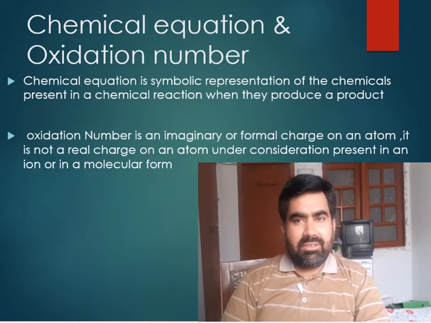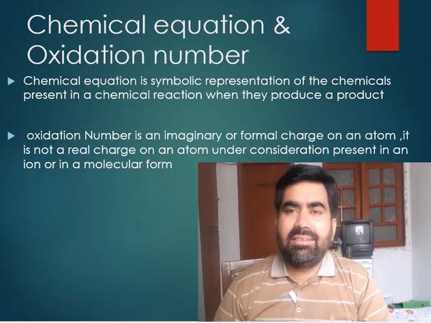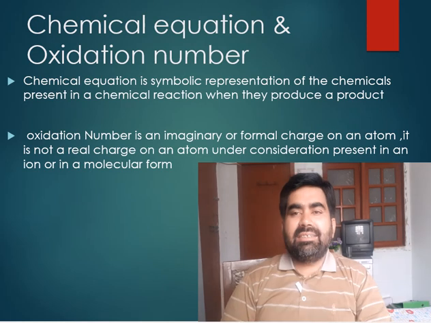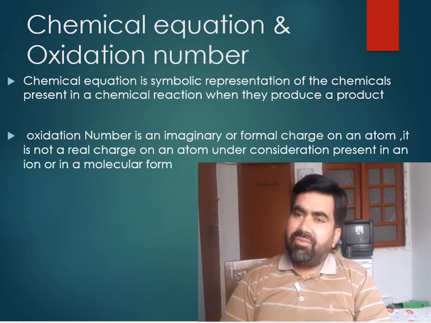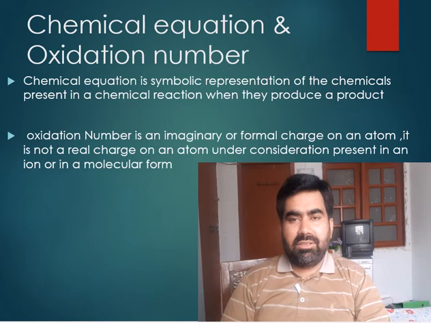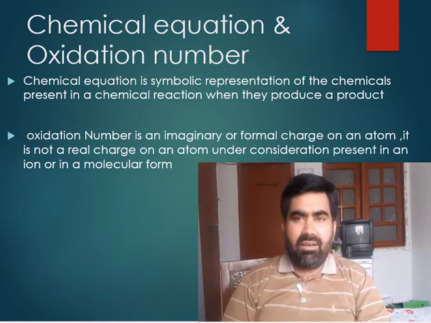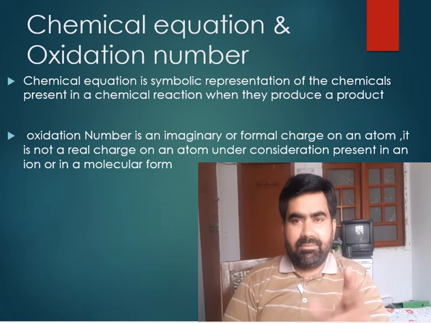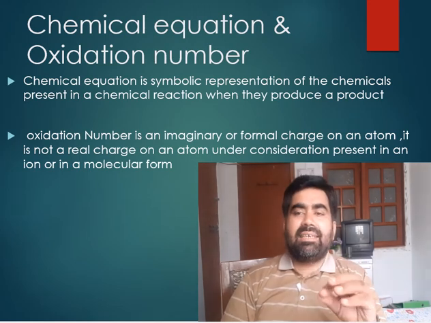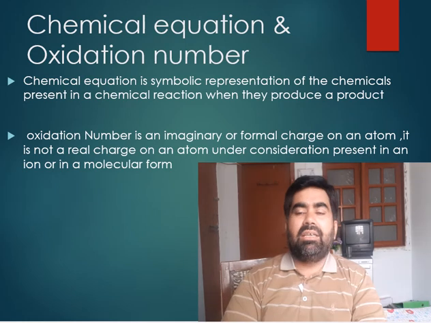Chemical equation and oxidation number. A chemical equation is a symbolic representation of the chemicals present in a chemical reaction when they produce a product. Oxidation number is an imaginary or formal charge on an atom. It is not a real charge. It is the charge concentration present in an ion or in a molecular form.